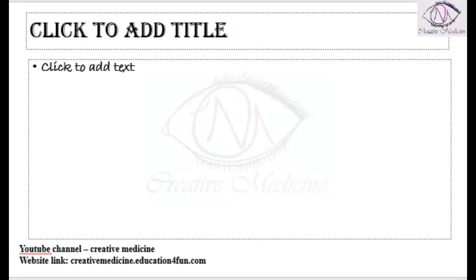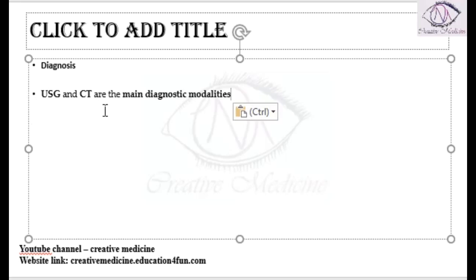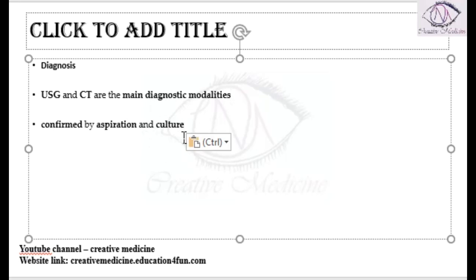Now, diagnosis of pyogenic liver abscess. Ultrasonography and CT scan are the main diagnostic modalities. For confirmation of diagnosis, you will have to do an aspiration of the abscess and culture it. On the culture you can find the exact microorganism responsible for the pyogenic liver abscess. You can do a chest x-ray also.